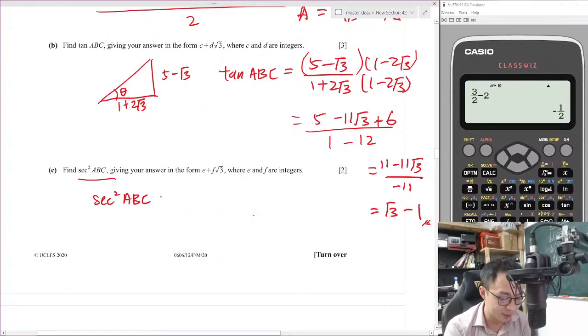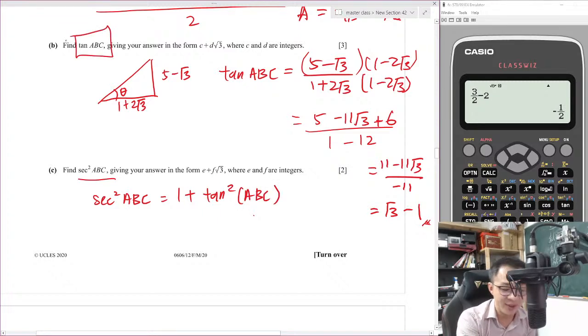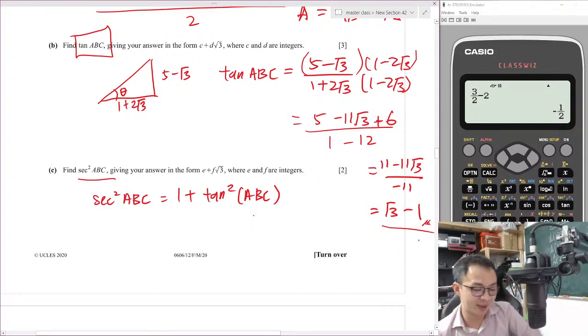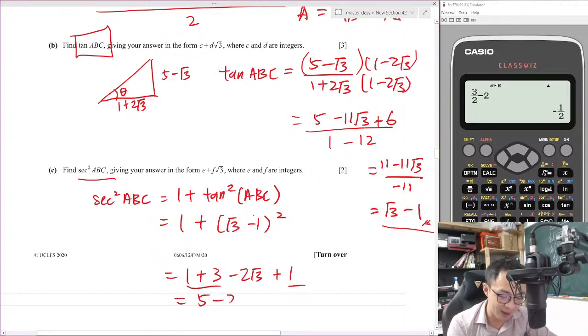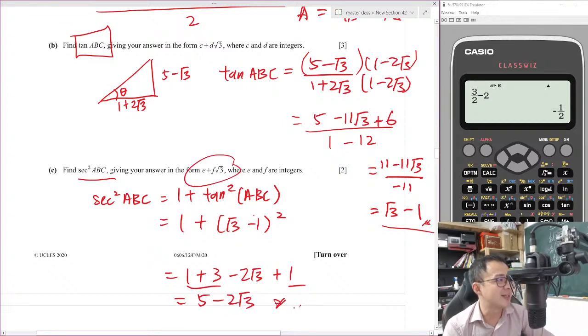So this equals 1 plus tangent squared ABC. I already have the tangent ABC, which is root 3 minus 1. Tangent squared basically means (root 3 minus 1) squared. So I have 1 plus 3 minus 2 root 3 plus 1. Adding together gives 5 minus 2 root 3. They asked about this pattern, and I believe my answer is already in that pattern. Quite straightforward for the 2-mark questions here.